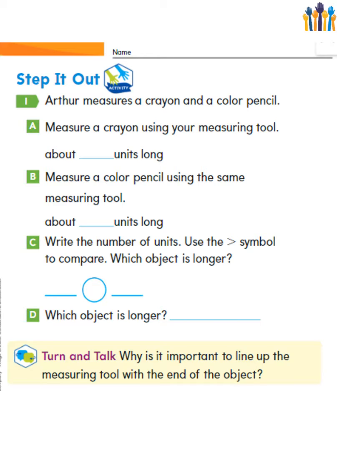Number 1, Arthur measures a crayon and a color pencil. A, measure a crayon using your measuring tool. What are you going to use to measure and how many units long is it? B, measure a color pencil using the same measuring tool. About how many units long did you get? C, write the number of units. Use the greater than symbol to compare. Which object is longer? D, which object is longer?